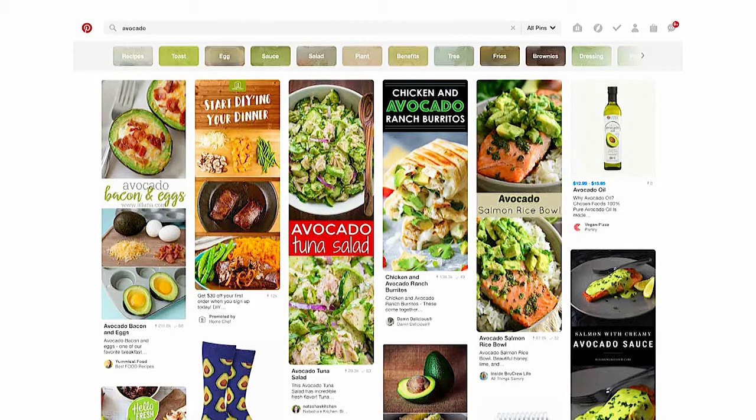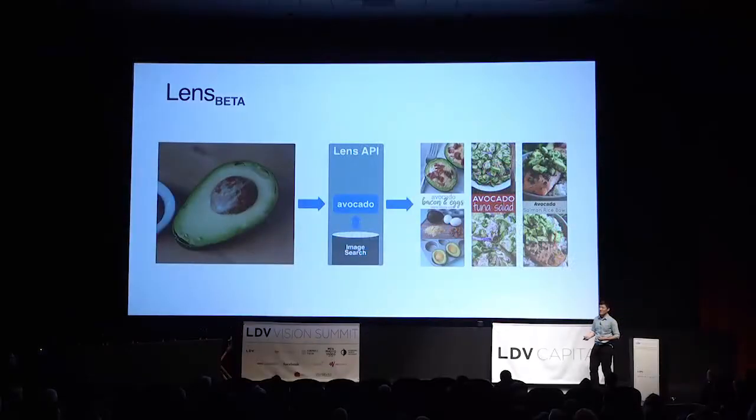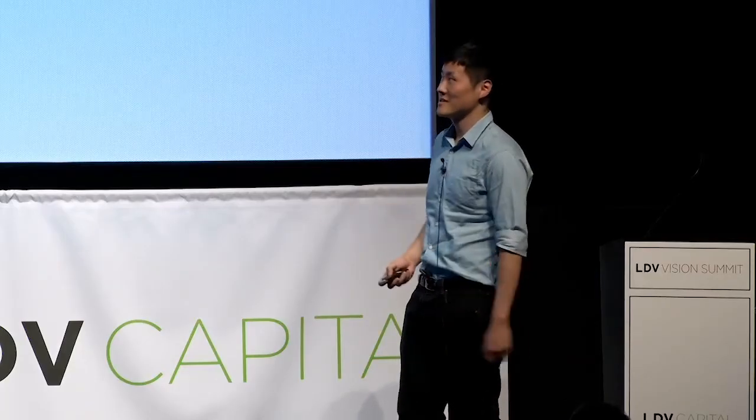Here, if I search avocados, you don't get pictures of avocados. You get more diverse, interesting content. I think over there is a ham avocado recipe, there's an avocado tuna salad recipe, and there are recipes for how you can use salmon and avocados together. So in Lens Beta, part of the stack is that if you're super confident about these annotations, one thing we do is hit image search to get more interesting content.